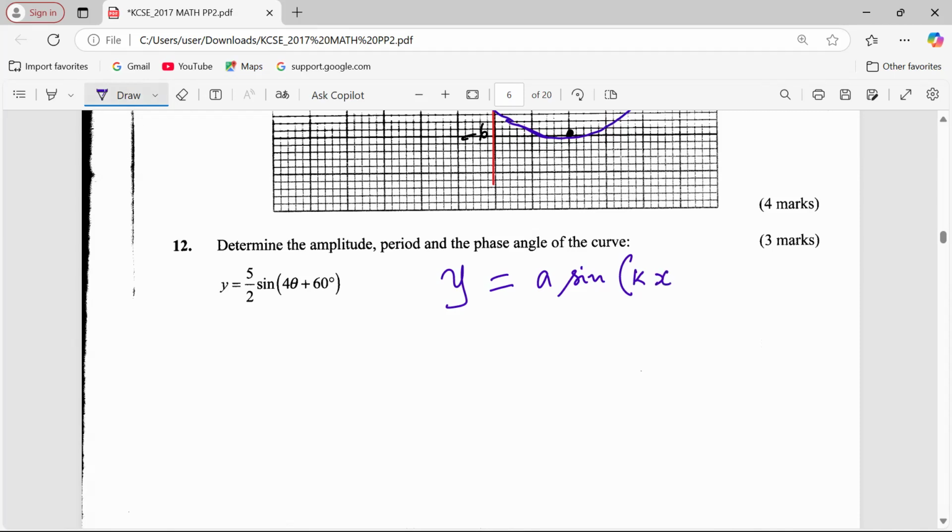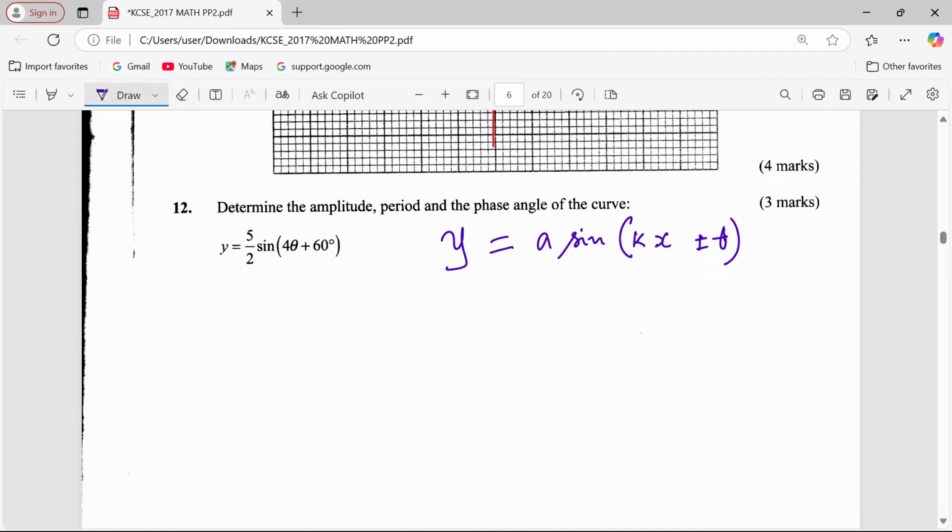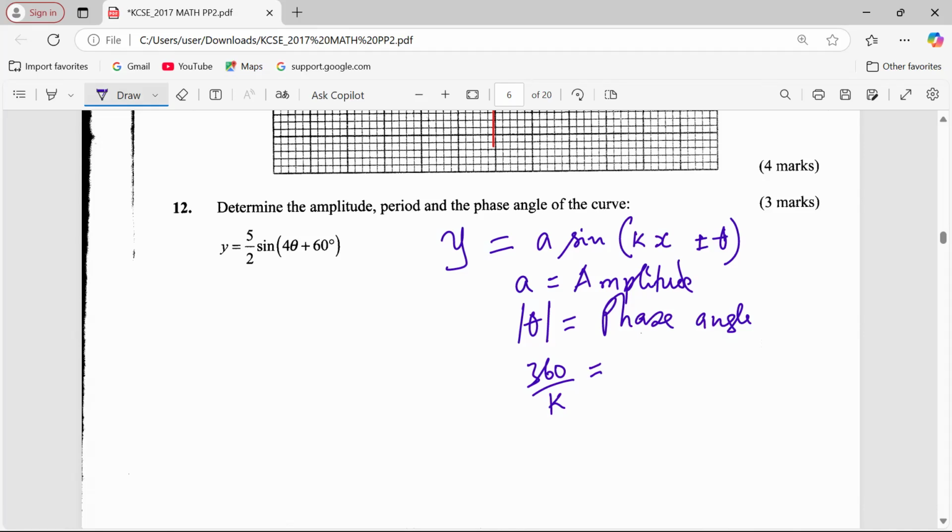Yeah, let's say Kx plus or minus a certain angle at this point. We usually say that A is the amplitude, then the absolute value of theta is equal to the phase angle, then 360 over K will give us the period.